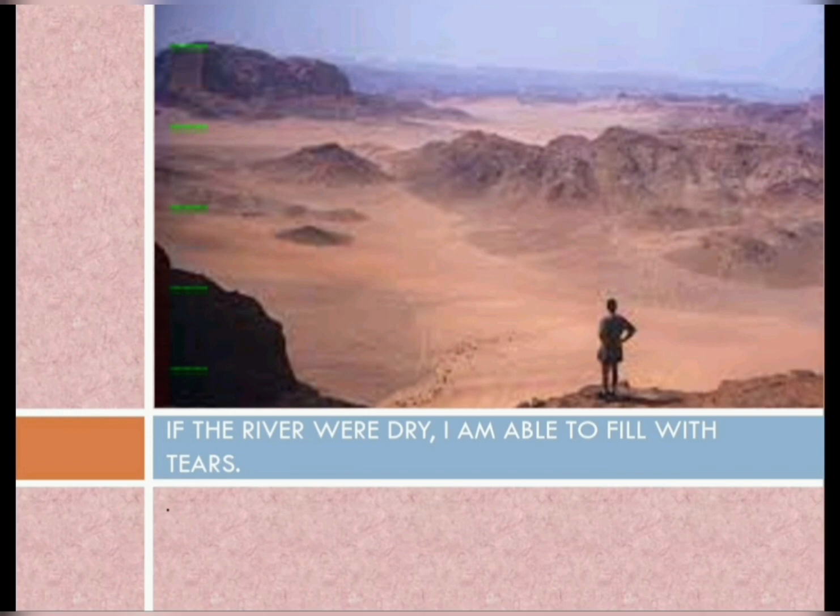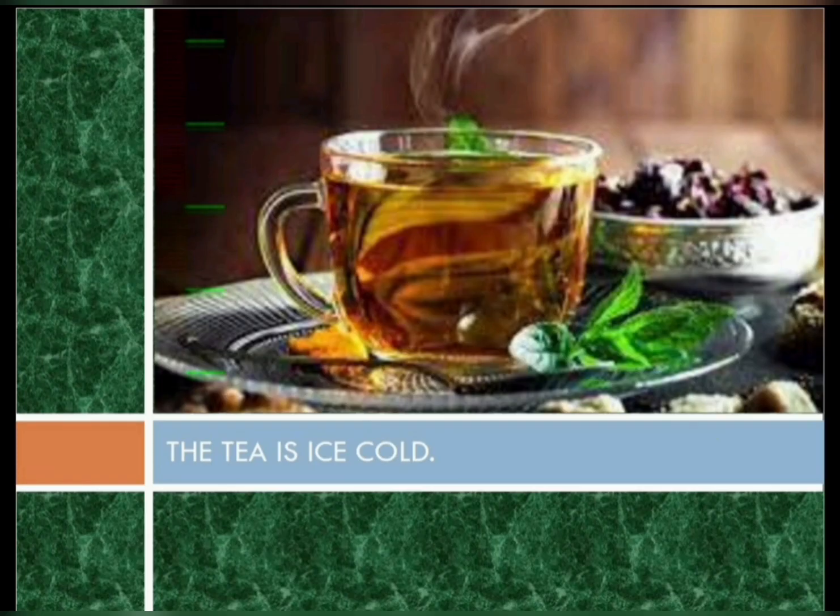The next example is of a tea. As you can see in the picture, the tea is looking hot, but when the tea is not so warm, in order to give effect you can say that the tea is ice cold. That is not literally true, because you cannot consume cold tea, but to give an exaggerated, heightened effect to a not so warm tea, you can say the tea is ice cold.